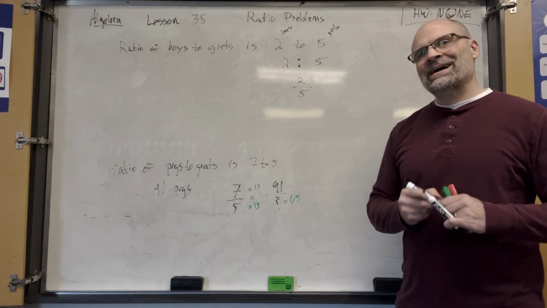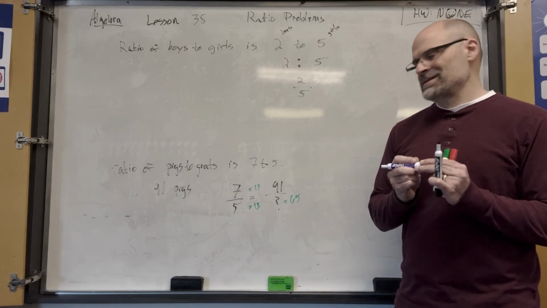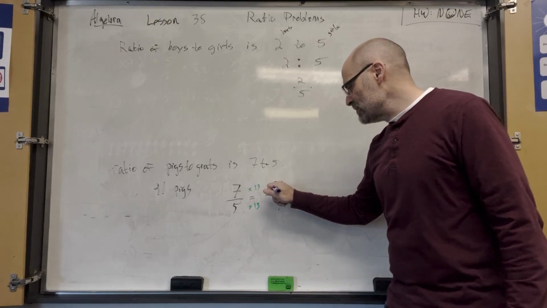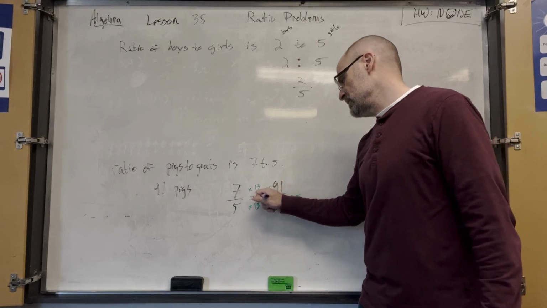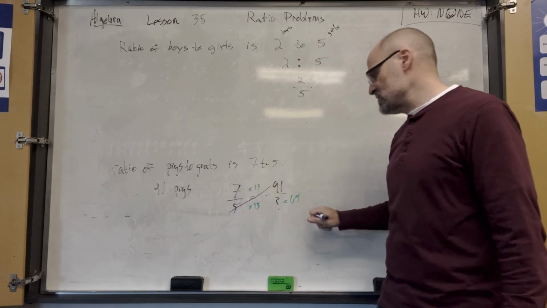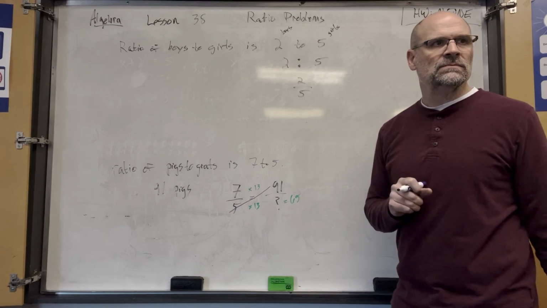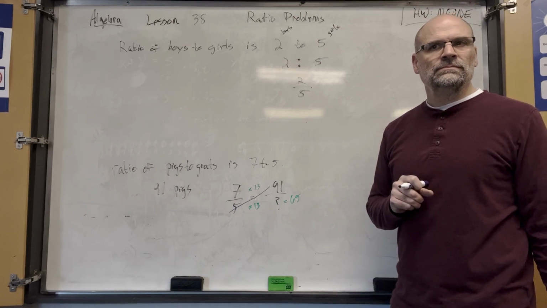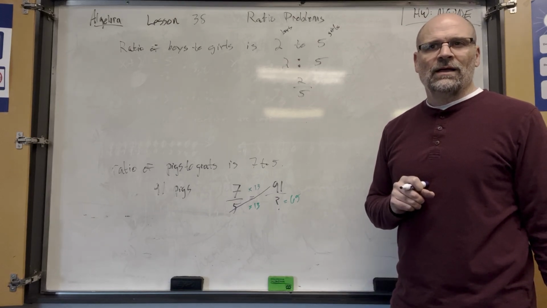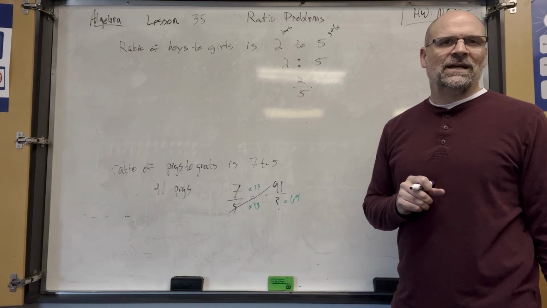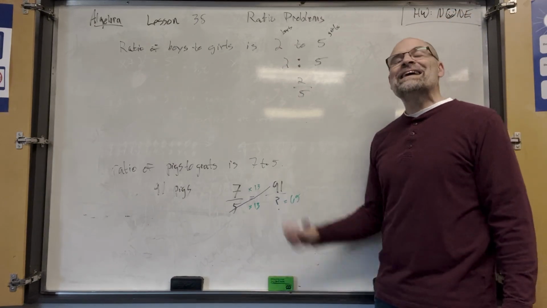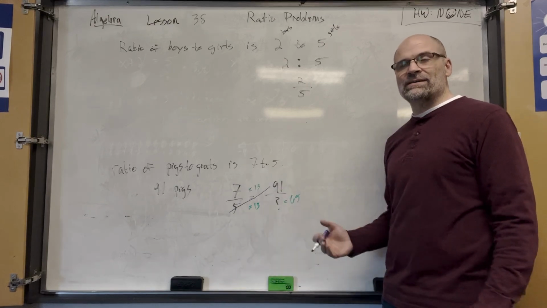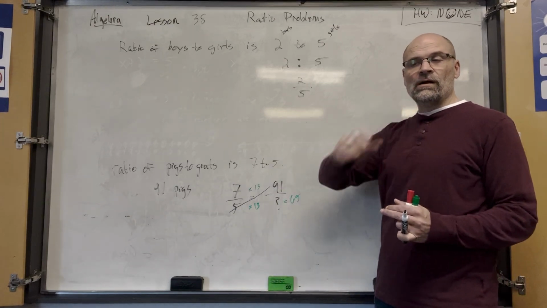Now you have a diagonal relationship. Watch this. 91 times 5 equals 455. Guess what 7 times 65 equals? I'll give you a hint. 455. So cross products in an equivalent fraction or a proportion are always the same.